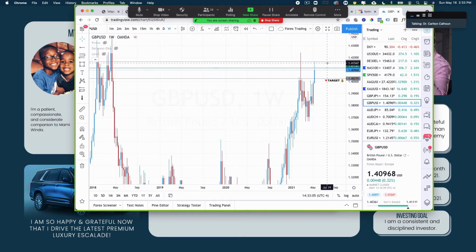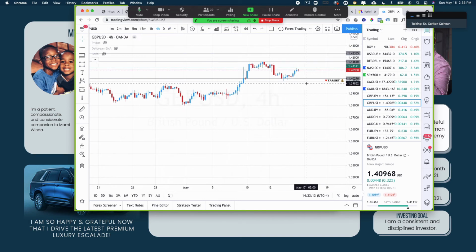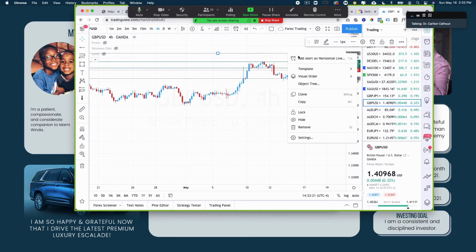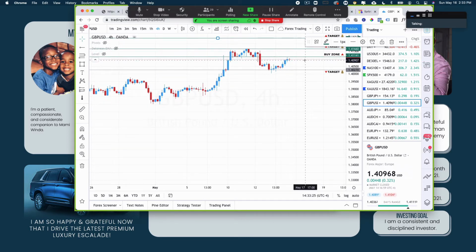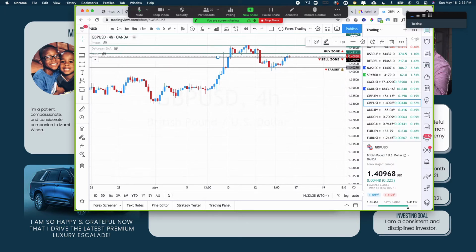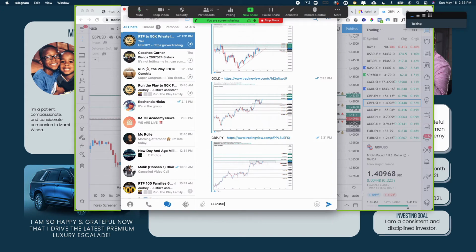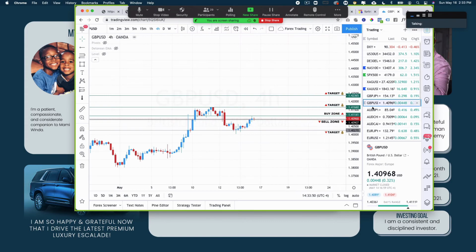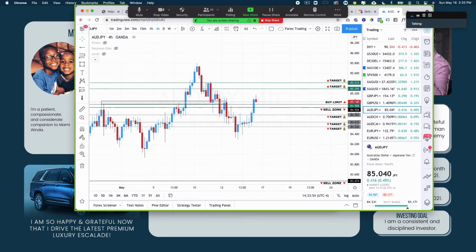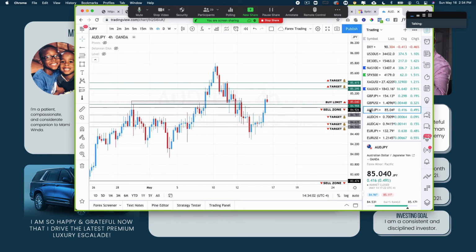Okay. Here we go. Come back down. So here's your buy zone. First target. Second target. Your sell zone, we'll put it beneath this. Not the prettiest, but I'm sticking to this. I'm sticking to that.